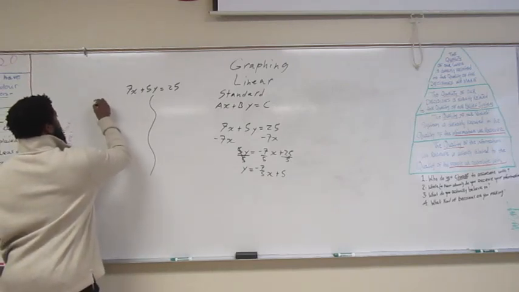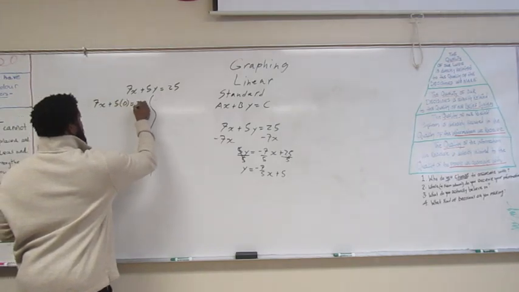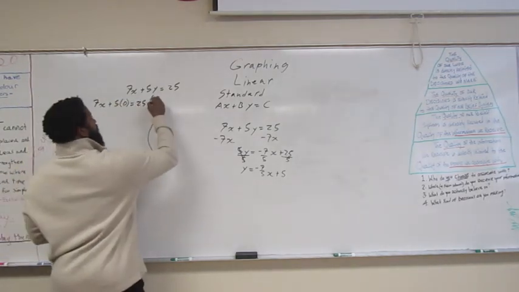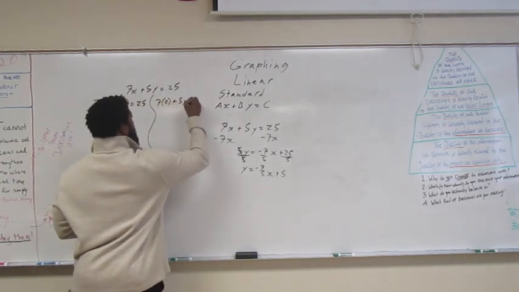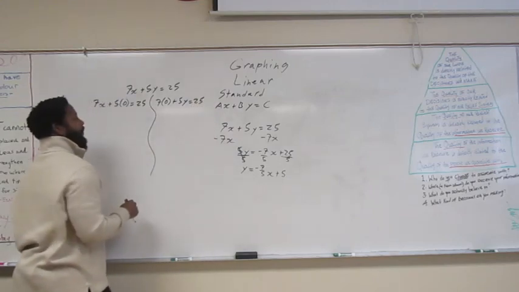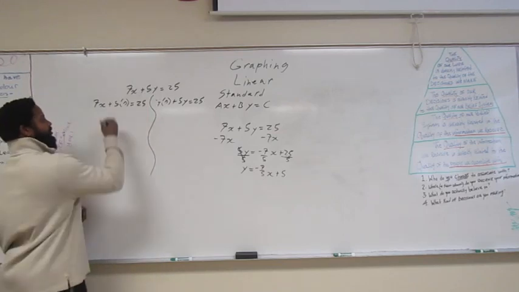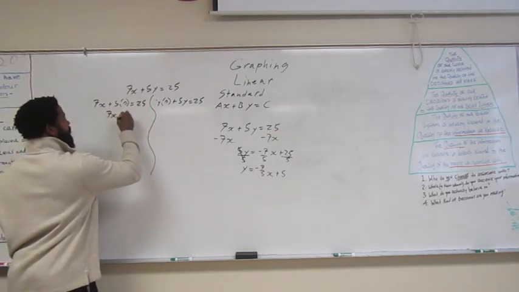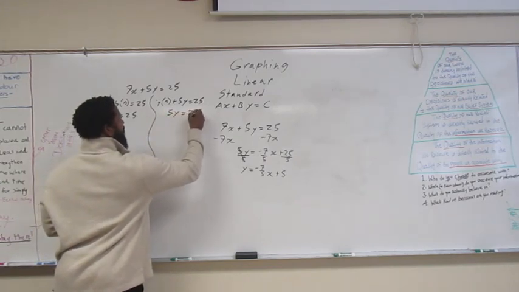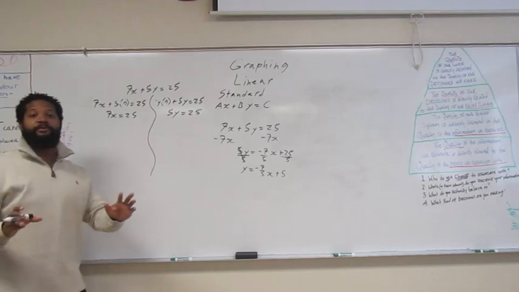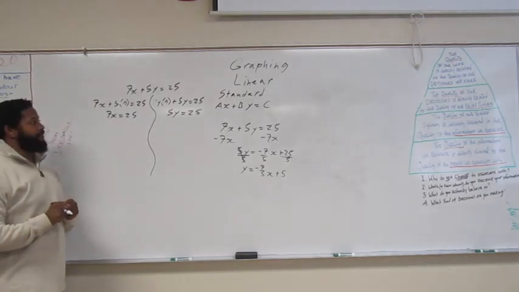So 7x plus 5 times 0 is equal to 25. 7 times 0 plus 5y is equal to 25. Obviously, the zeros cancel out, right? So you have 7x equal to 25. And you have 5y equal to 25, right? Let me know if I'm going too fast. Okay?